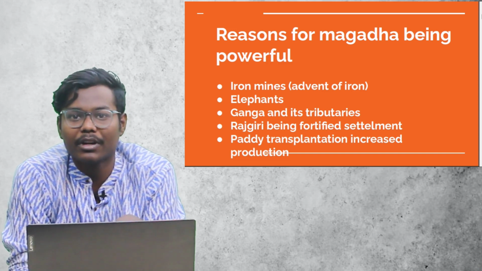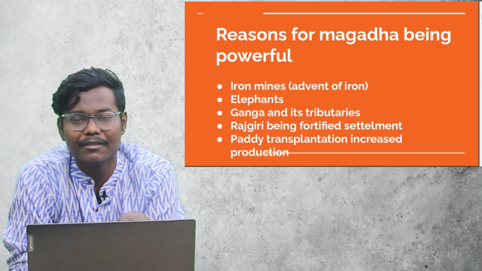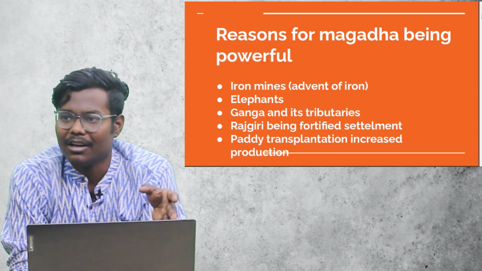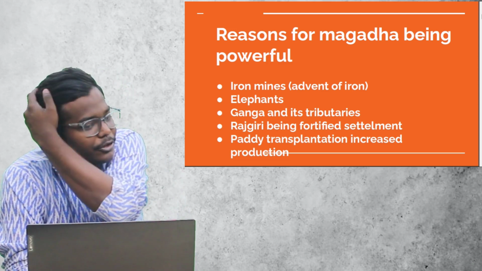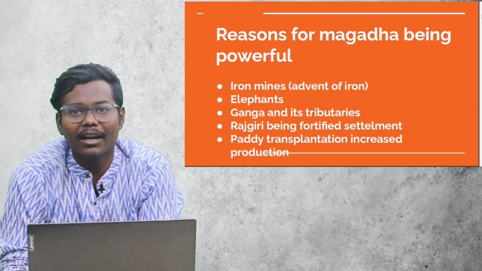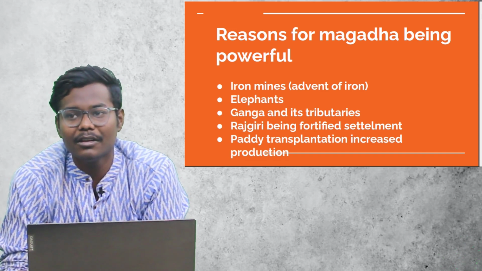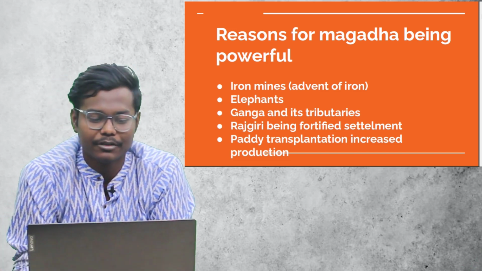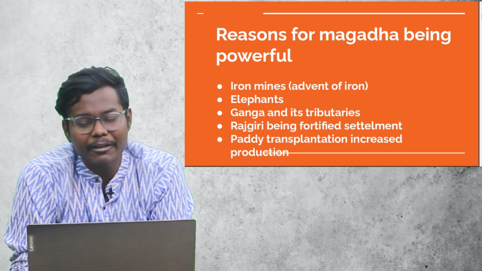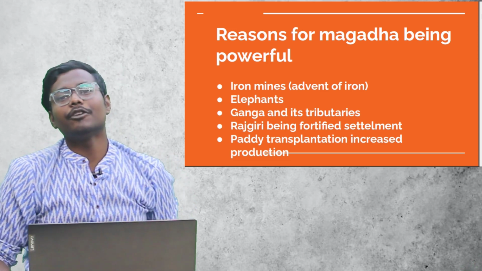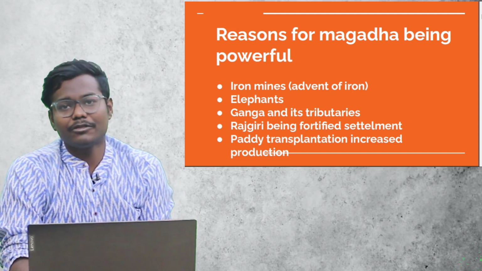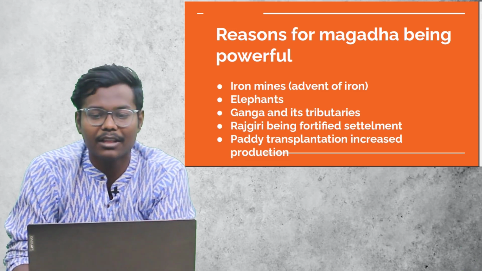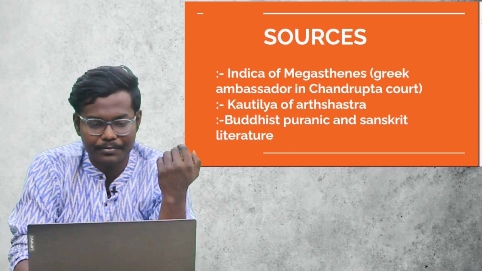Then there are the Ganga and its tributaries. If anyone knows the geography of that area, they will know that there is the Ganga, then its tributaries like Gandak and a lot more. And we all know that earlier irrigation was primarily based on that, as people can have water near rivers only. So that was the reason. Then Rajgir being fortified was there. Because of being fortified, it obviously helped Magadha in war and all.